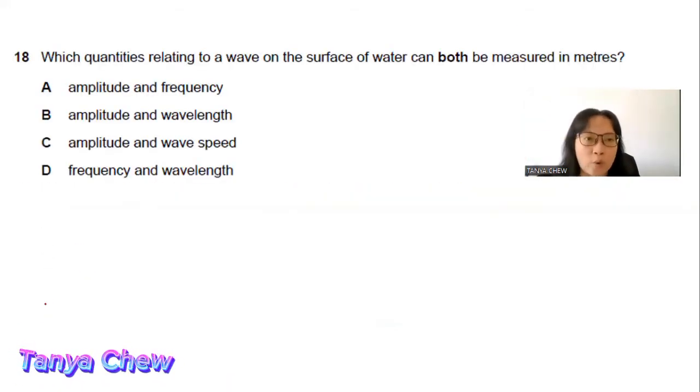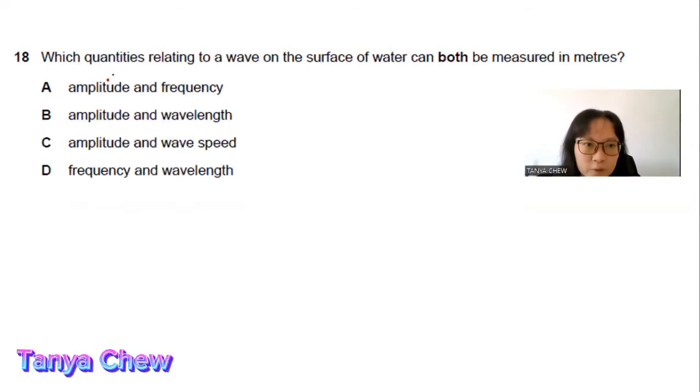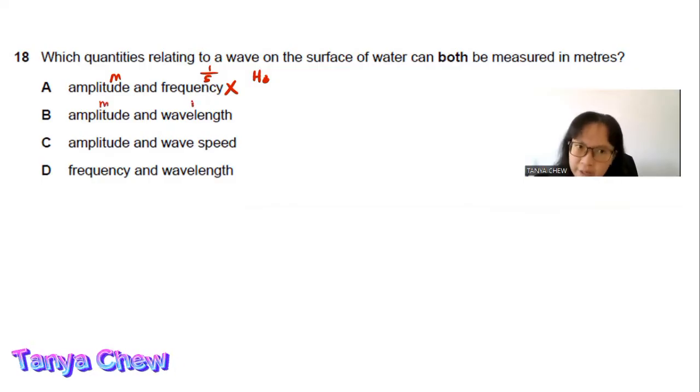Question number 18, which quantities relating to a wave on the surface of water can both be measured in meters? I will look at A first. Amplitude can be measured in meters, but frequency is measured in per second or in hertz. So A cannot be true. B, amplitude can be measured in meters. Wavelength can also be measured in meters. Wave speed must be measured in meters per second. Frequency is measured in per second or in hertz. So B is the answer.